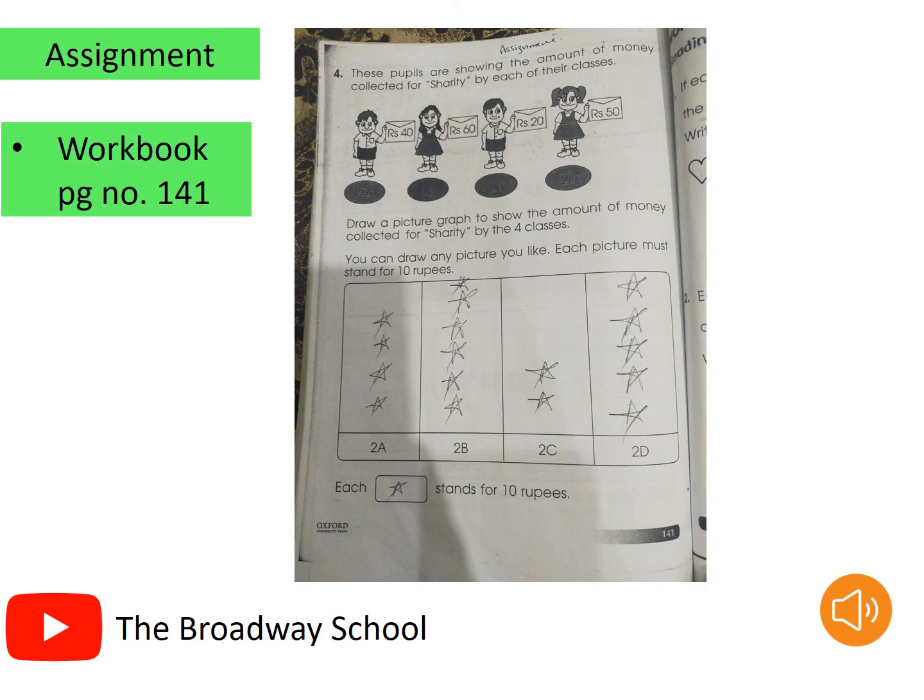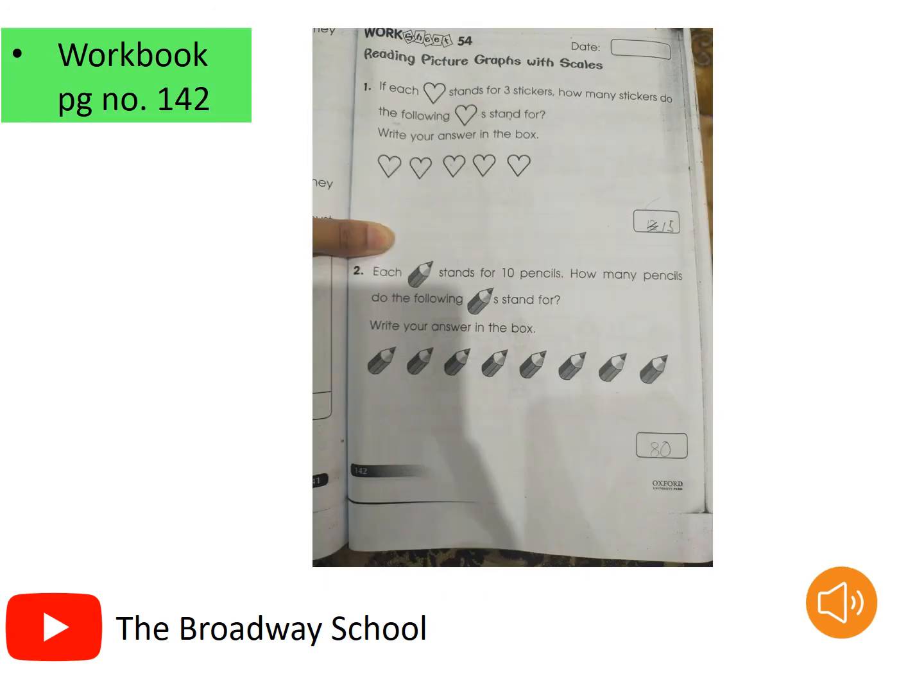Page number 141 is almost like 140. You need to count the charity by each of their class, and we need to make stars in the given graph. So do page number 141 by yourself. Move on to page number 142.